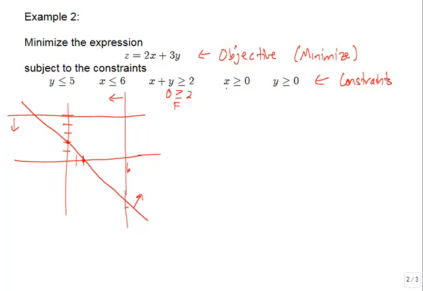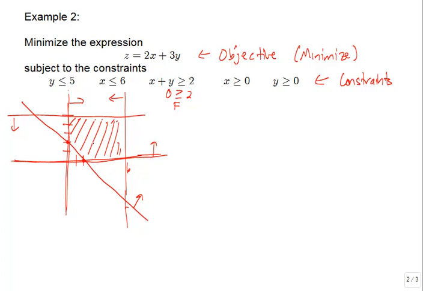Okay, the next constraint, we want x greater than or equal to 0. Well, x equals 0 would be the y-axis, and greater than it would be to the right. So now we're talking about this quadrilateral right here. And finally, y greater than or equal to 0, that's the horizontal line at 0, in other words, the x-axis, and greater than or equal to it would be up above. So now we're talking about this shaded region here. We're to the right of the y-axis, above the x-axis, above this slanted line, to the left of the vertical line, and below the horizontal line. So these are all our feasible points.